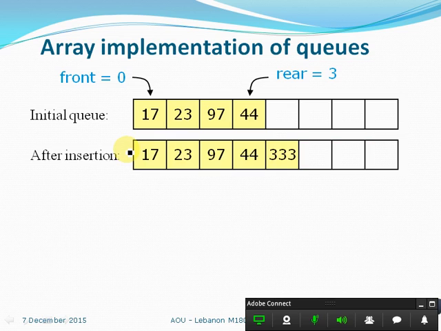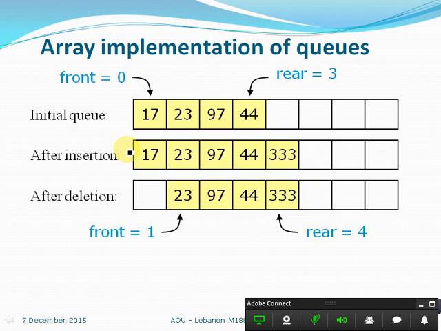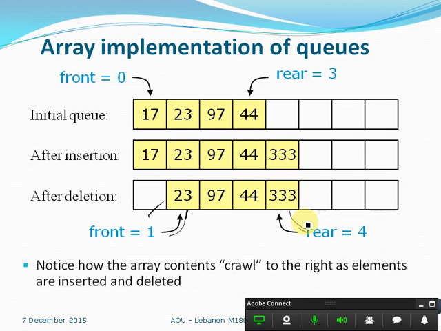Let us take this as an initial queue. After insertion, the rear is incremented and becomes 4, and after deletion, the front is incremented and becomes 1. Now this is your queue. You see that the queue does not start every time from the beginning of the array. Elements might have been deleted from the beginning of the array, so your front is at the second position, and the rear is the last element inserted. Notice how the array contents crawl, meaning they shift to the right as elements are inserted and deleted.